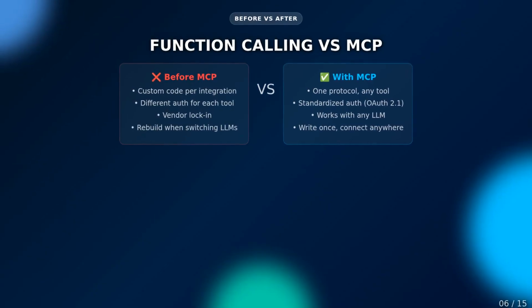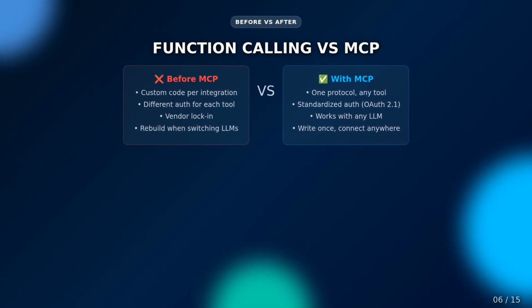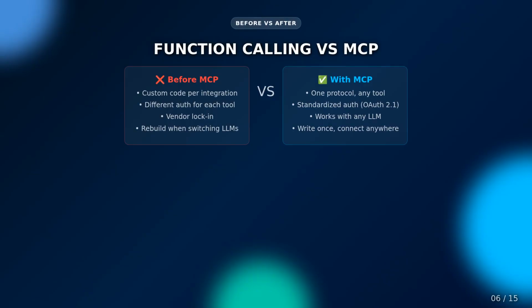Before MCP, you wrote custom code for every integration. Different authentication for each tool, total vendor lock-in. With MCP, it's one protocol for any tool, standardized authentication with OAuth 2.1, works with any LLM, and you write your integration once and it connects everywhere.